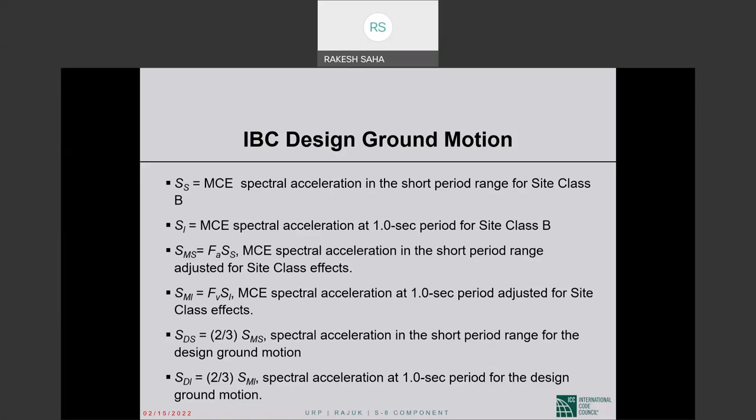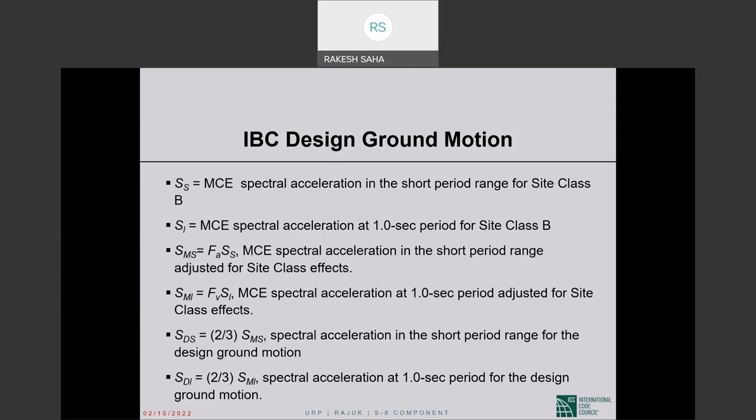We multiply S sub S by the F sub A that we introduced, the short period site coefficient, obtaining S sub MS, soil modified short period ground motion parameter. This is also for the maximum considered earthquake. The difference between S sub S and S sub MS is S sub S is for site class B, S sub MS is for your particular site class.